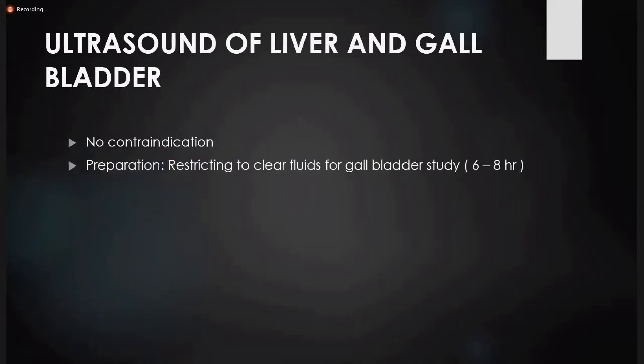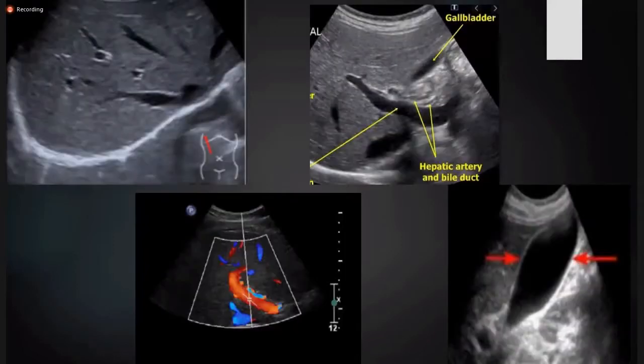Ultrasound of the liver and gallbladder usually requires no preparation and there is no contraindication. Anybody can go for an ultrasound. It uses sound waves, so it has no radiation and no side effects. But if you want to see the gallbladder, you will have to ask the patient for 6 to 8 hours of fasting. Otherwise, the gallbladder will be contracted and cannot be visualized. Otherwise, no significant preparation is needed for ultrasound.